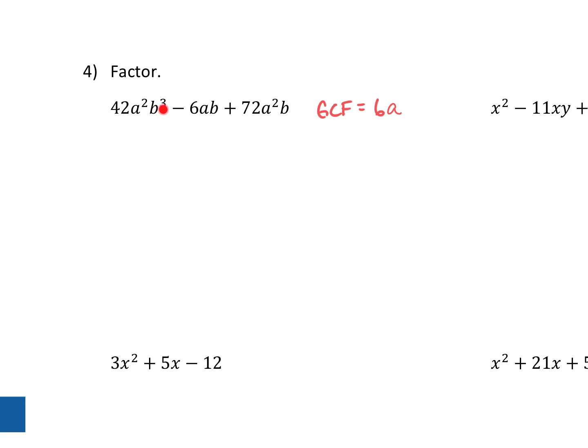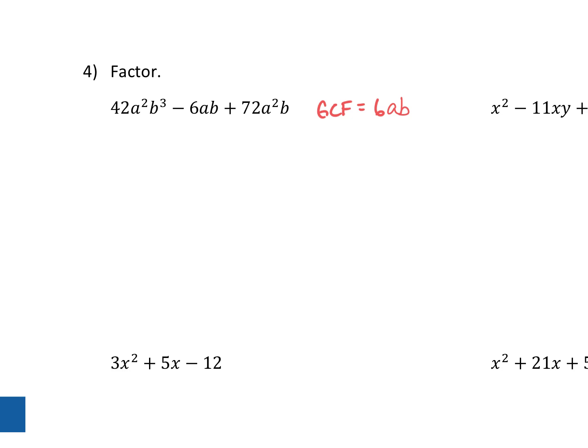How about a B squared? There's B squared here, but nope, not enough here. How about B to the first? Yeah, this is B to the third, so there's at least a B to the first here. There's a B to the first here, and there's a B to the first there. So we have a B to the first in our GCF. All right, so our GCF is 6AB.